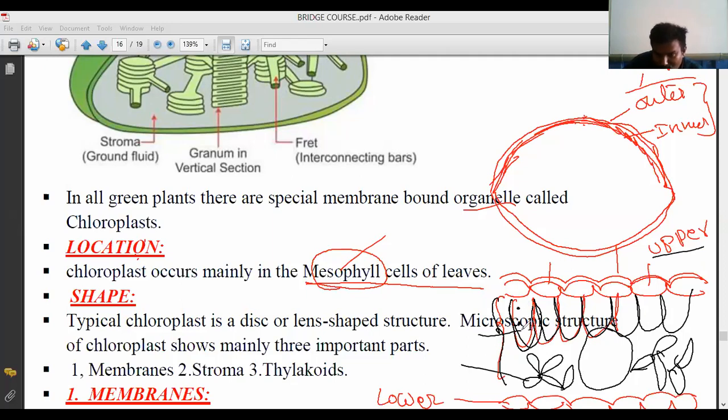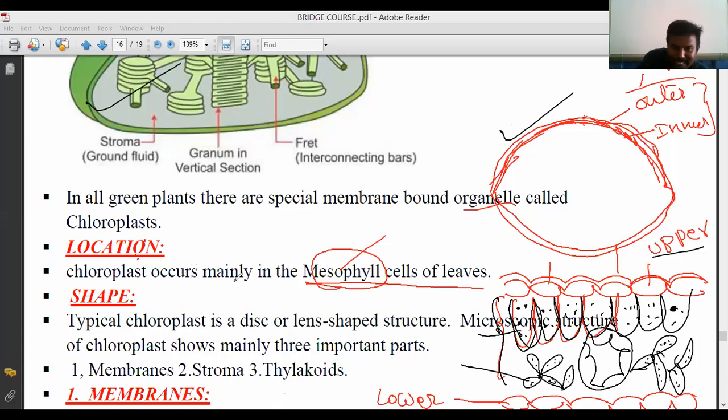Here, these dots are called chloroplasts. Whatever dots are there, these dots are called chloroplasts. So this one dot structure, this is a printed three-dimensional picture diagram.